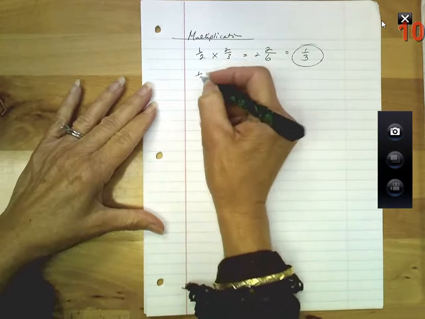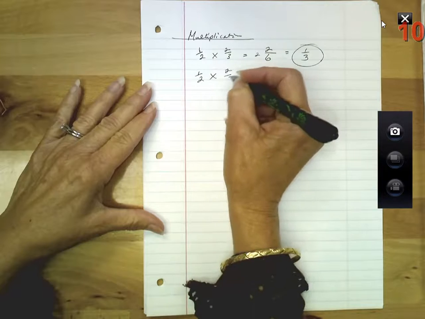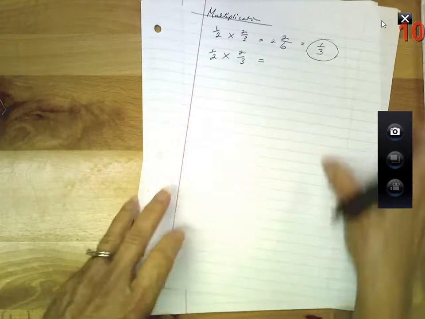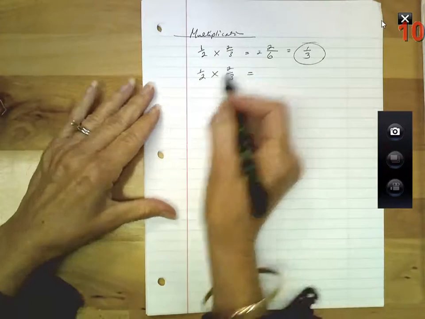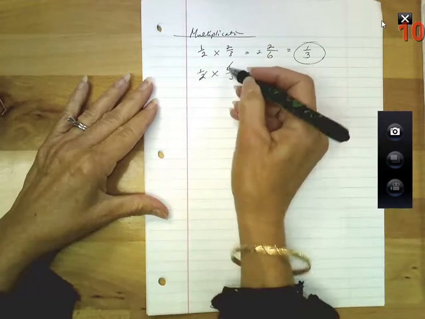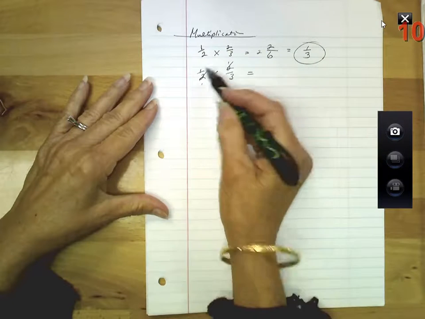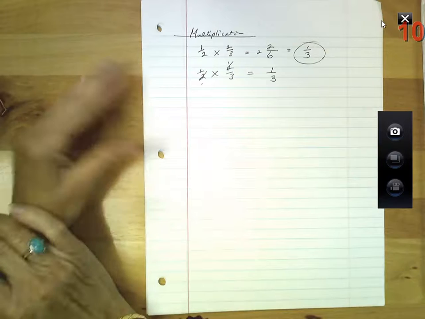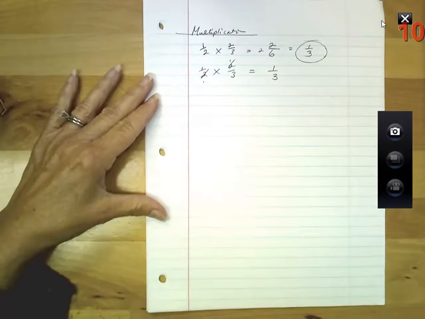Now, there's one thing that you can do that will make your problem simpler. You remember canceling? If this number is the same as that number, you can cancel it out. 2 goes into 2 one time, 2 goes into 2 one time. So 1 times 1 is 1, 1 times 3 is 3. You get the same thing, but it makes it a shorter problem.